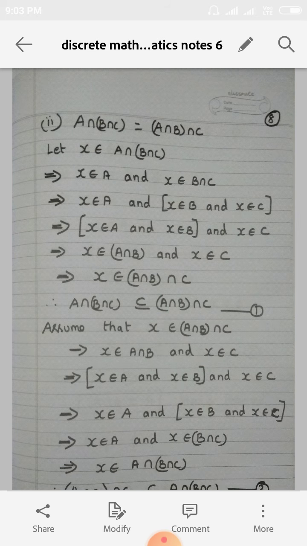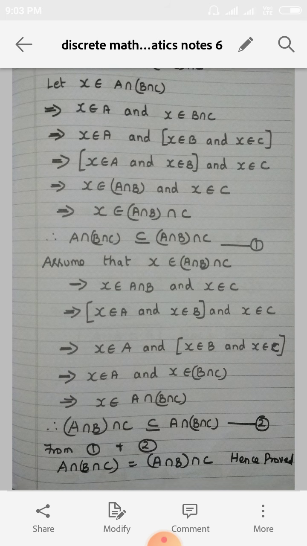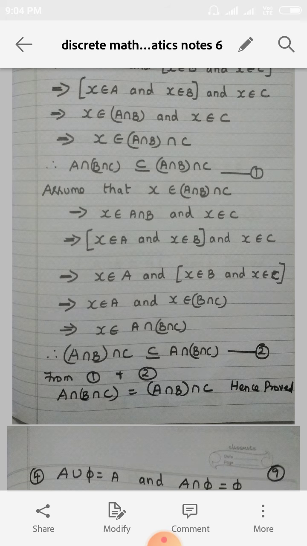The same one, assume the right hand side. x belongs to A intersection B intersection C. So it's nothing but x belongs to A intersection B and x belongs to C. So A intersection B can be written as x belongs to A and x belongs to B. And the next one, just group the bracket: x belongs to B and x belongs to C, and it can be written as x belongs to B intersection C. And the next step is x belongs to A intersection of B intersection C. It's nothing but A intersection B intersection C contains or equal to A intersection of B intersection C.